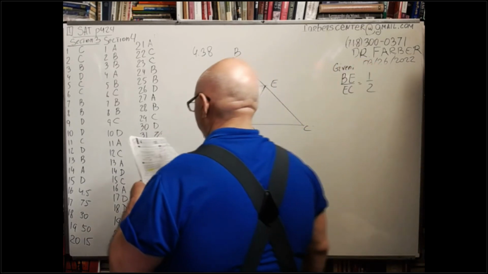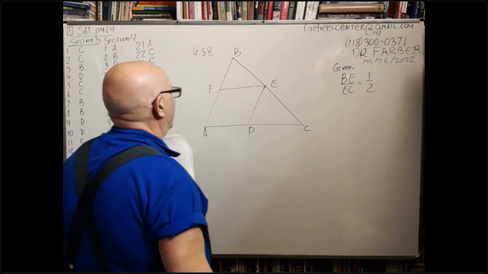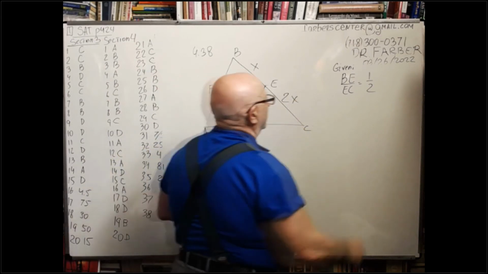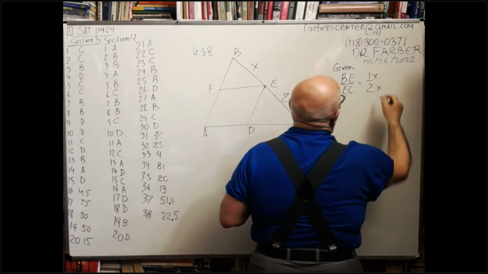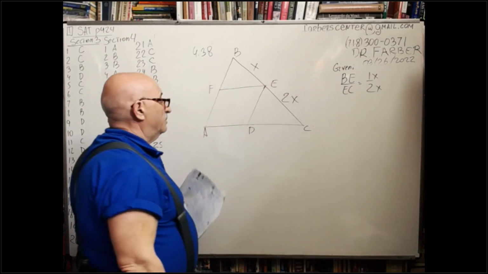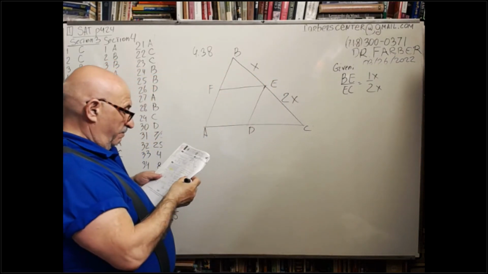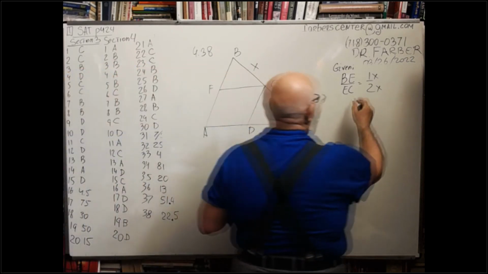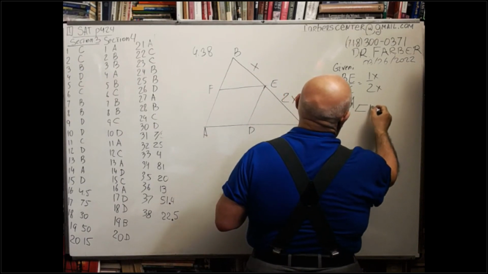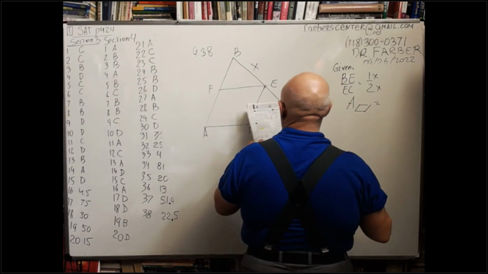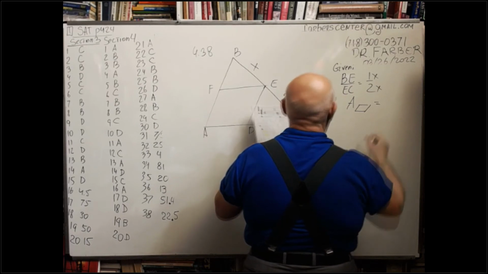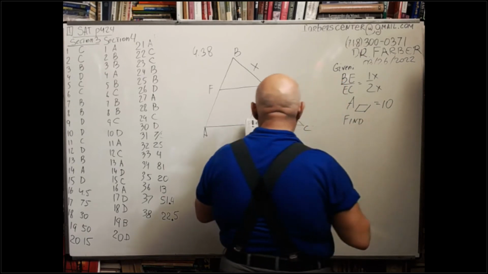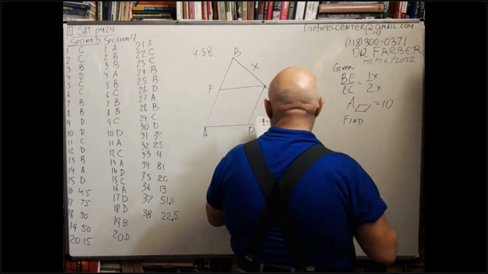Okay. So it means if this is X, this is 2x. It is X to 2x. Always use a scaling factor for a ratio. What do they ask you to find? If the area of the parallelogram equals 10, find the area of triangle ABC.